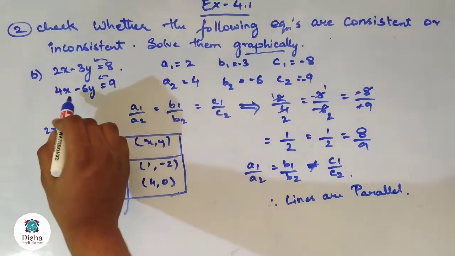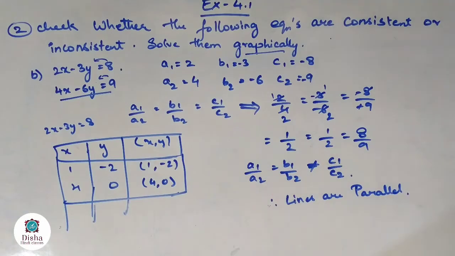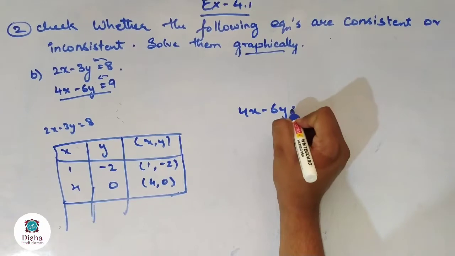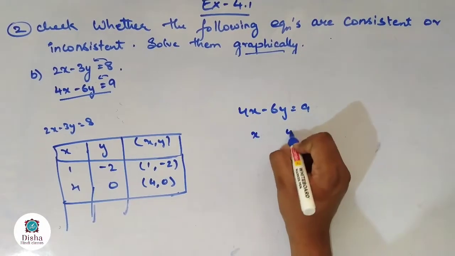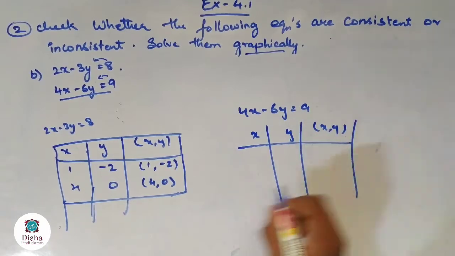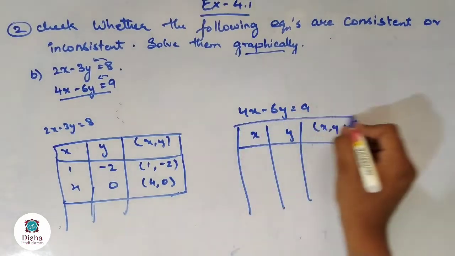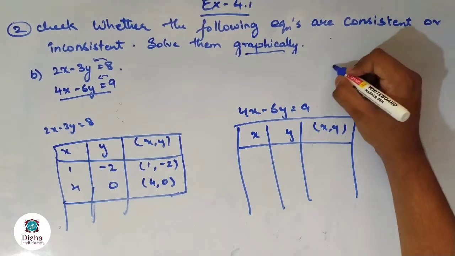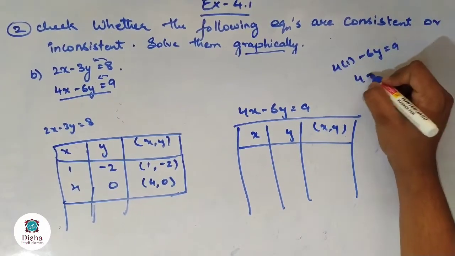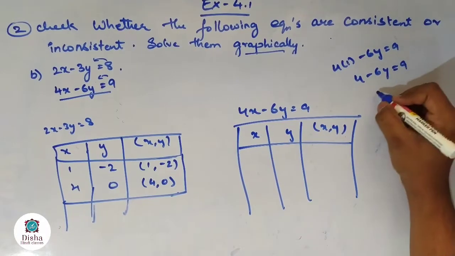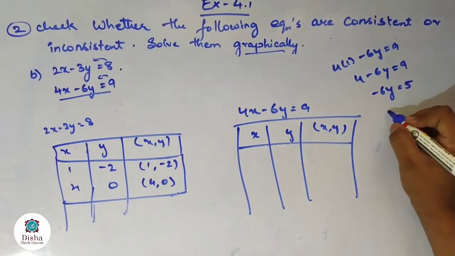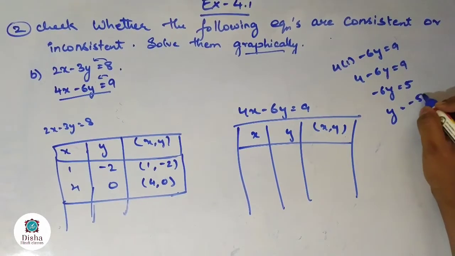So for the next one we'll do that. Now the equation 4x minus 6y equals 9. So x comma y, right? Now we have taken the box. Now we have to cross verify. If we take x value as 1, what will it be? 4 into 1 minus 6y equals 9. 4 minus 6y equals 9, right? Minus 6y equals 5. So y will be minus 5 by 6.